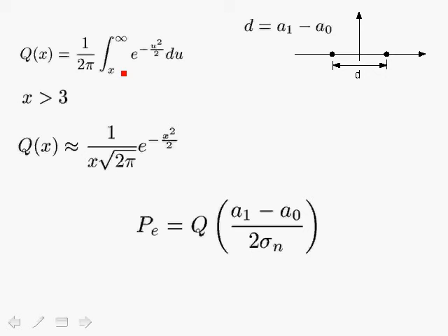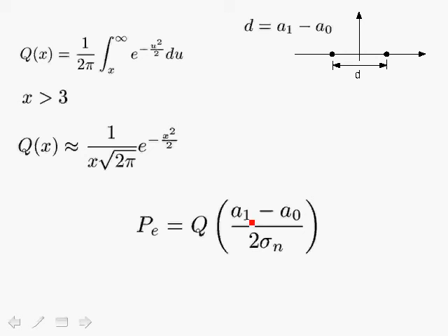That is, if you want to actually evaluate Q(x), you have to refer to tables. However, for x greater than 3, there is a very good approximation for the Q function. So Q(x) is then equal to 1 over x square root of 2 pi, e to the minus x squared over 2. So for x larger than 3, we see that the function, first of all, is monotonically decreasing, and it decreases rapidly as x increases, because we have the exponential e to the minus x squared over 2. And we, of course, have x in the denominator here. So this function rapidly goes to 0 as x becomes larger, and that's as we expect.